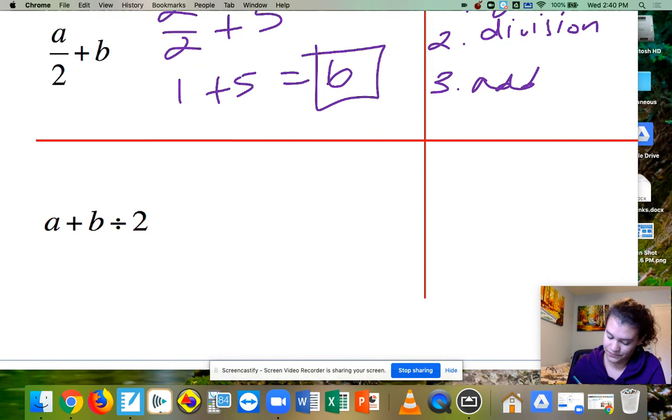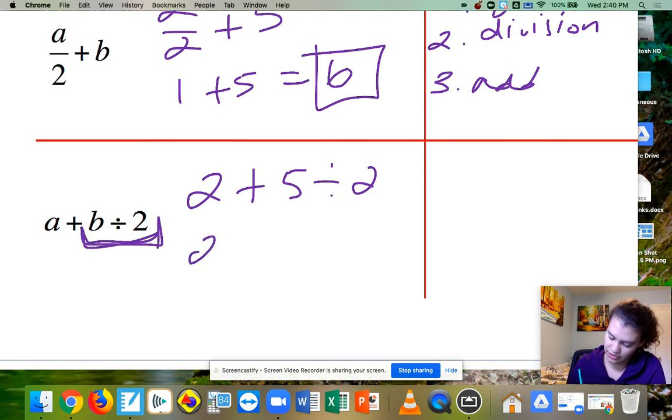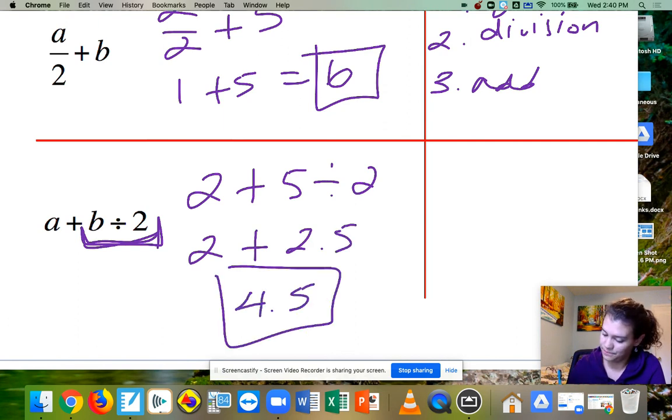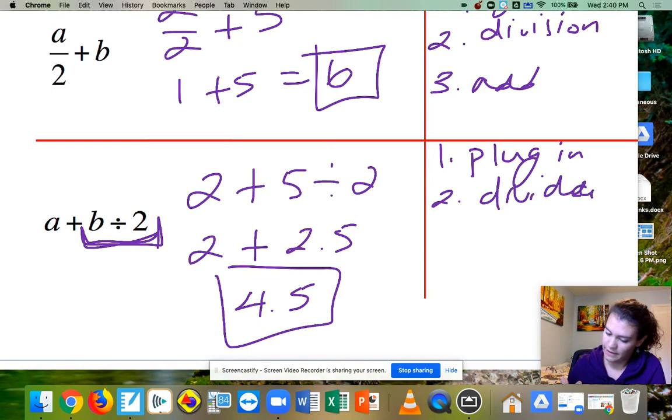Last one here. So you have 2 plus 5 divided by 2. We need to do this division first. So you get 2 plus 2.5 will be 4.5 total. So we plugged in the value, divided, and then added.